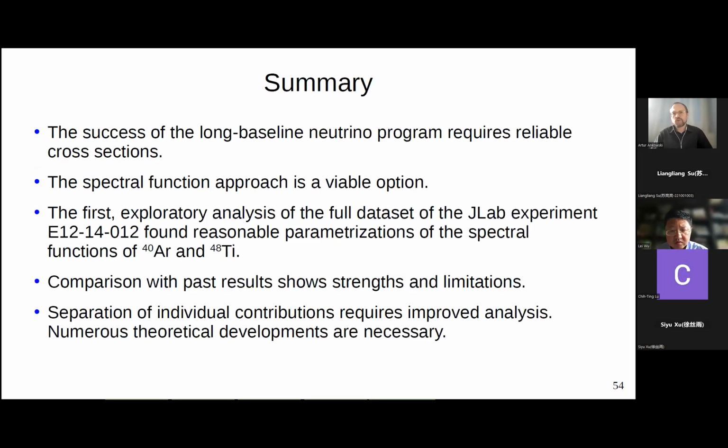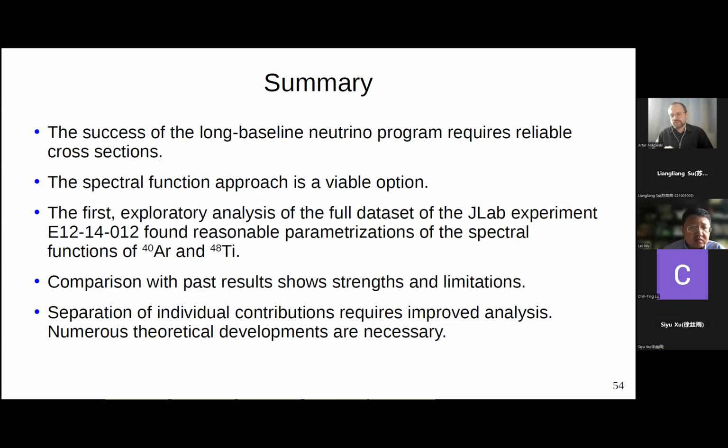So in summary, the success of the long baseline program requires reliable cross-sections, and the spectral function approach is a viable option for such calculations. Today I presented the first exploratory analysis of the full data set of the JLab experiment, and we found reasonable parameterization of the spectral functions for argon and titanium, which can be used to describe protons and neutrons in argon. Looking at past results from different coincidence experiments, we could see strengths of our results and also its limitations. Looking at individual contributions, we can see that they need to be confirmed by future analysis with improved theoretical ingredients, and that requires a number of theoretical developments.